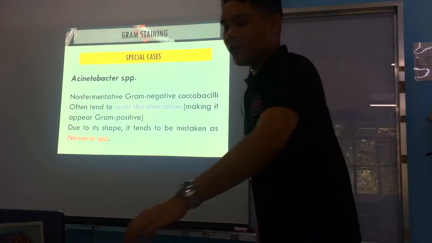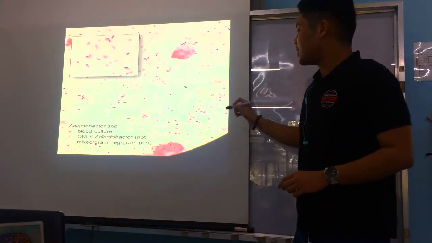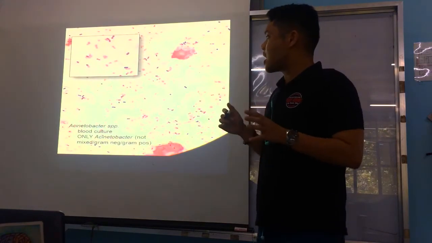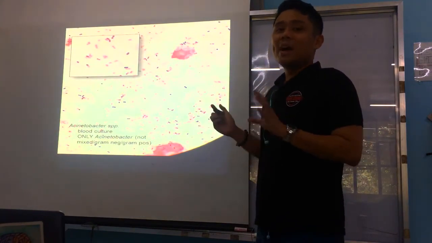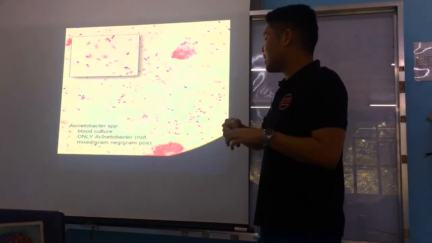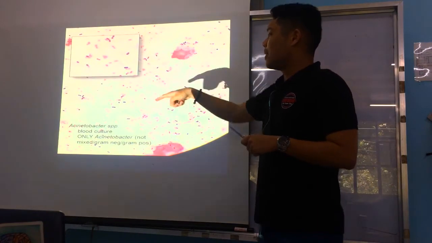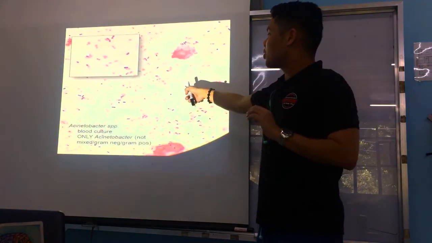Alright. So here's an example of a blood culture. As you can see, if you look at it, it seems there are two types of bacteria, gram-positive and gram-negative. But then again, it's just one, because that's only Acinetobacter. What we mentioned earlier applies: it resists decolorization, therefore it can appear as gram-positive.